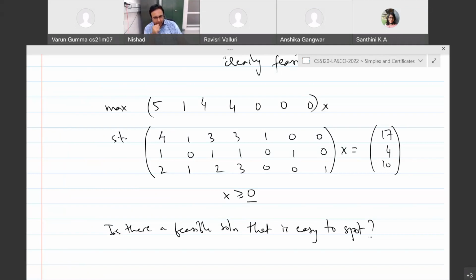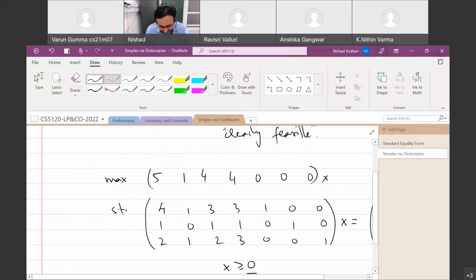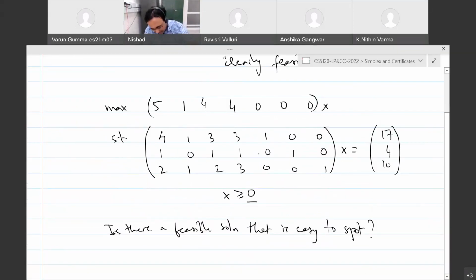I want you to do something even easier. I want you to observe, like we have a 1 1 1, right? So you just take x5 to be 17, x6. Yeah, that's the easiest way to go about it. So I want to look at this here, and this is an identity matrix.